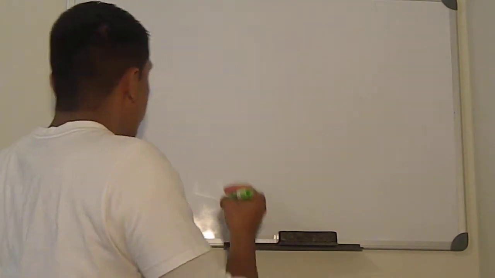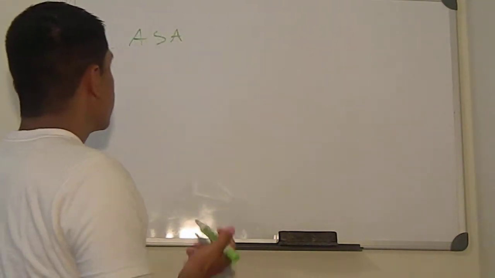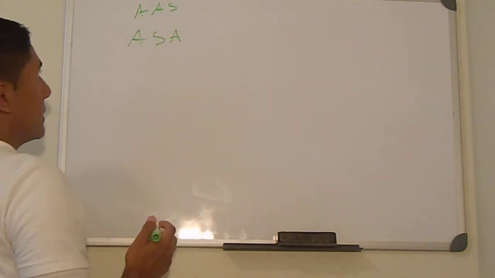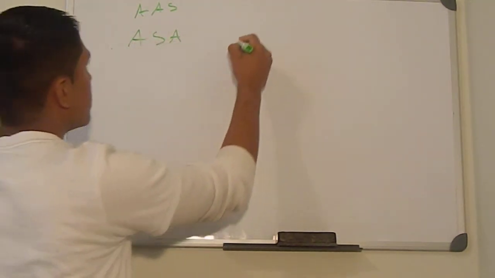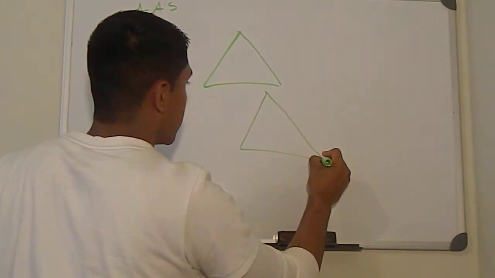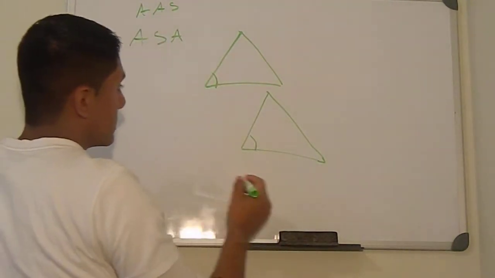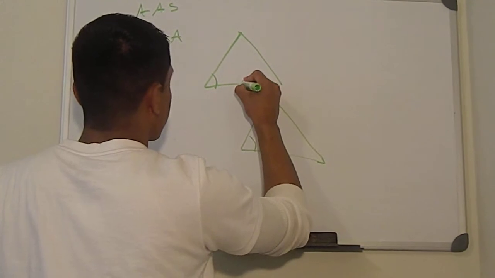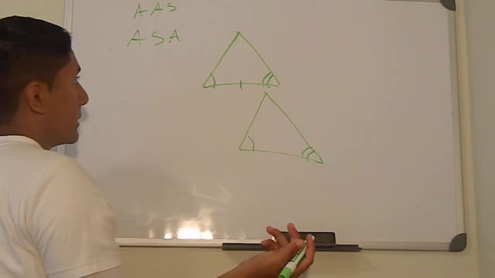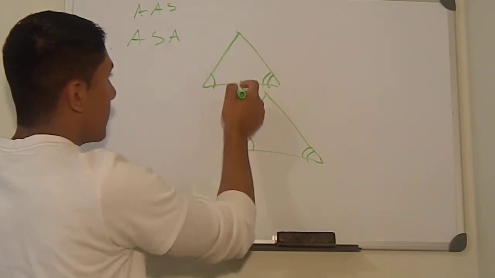So continuing, we now have angle, side, angle, and you may notice that our last one was angle, angle, side. This is basically the same thing, right? We are just now saying that we have this angle congruent, a side congruent, and this angle congruent. And last time we said that the side was either here or here, but now we're saying it's here.